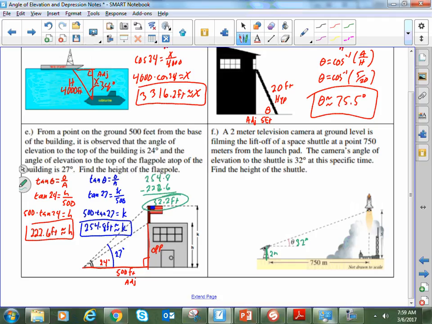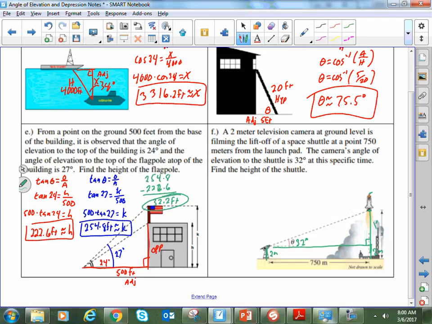So from here, what we want to know is the height of the space shuttle, and instead of looking at the height at the tip of the figure, we're going to look at it as it is from the ground. So we're looking at this triangle like this, but we also have this 2 meters here. And that's the part that a lot of students will forget.